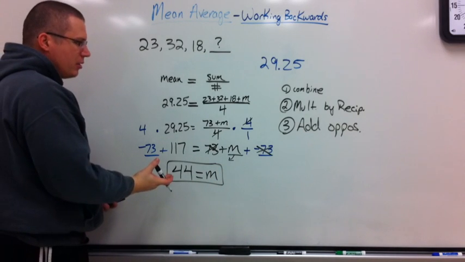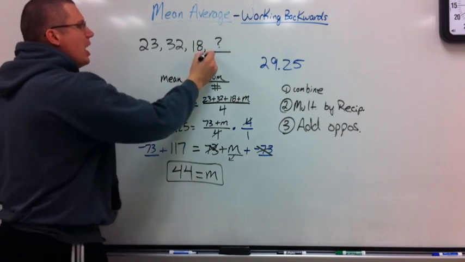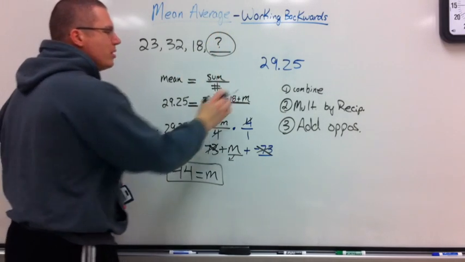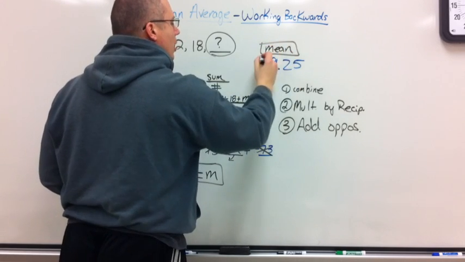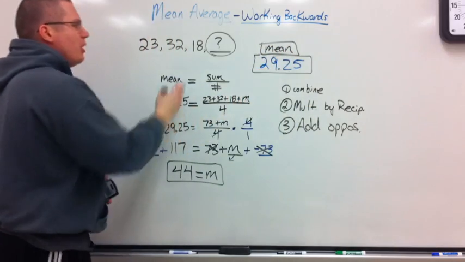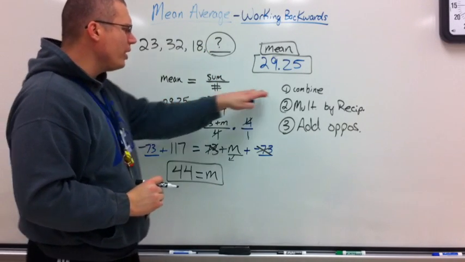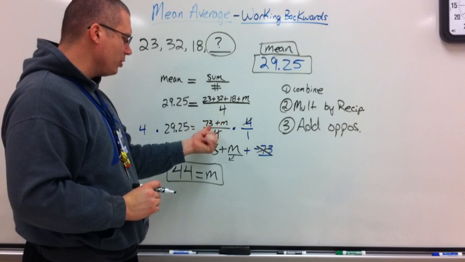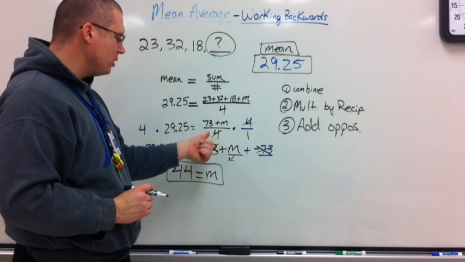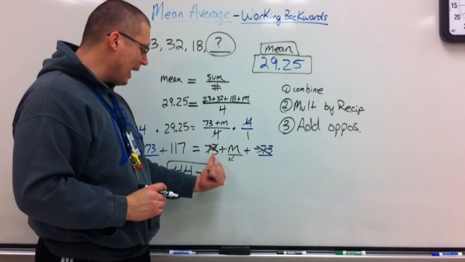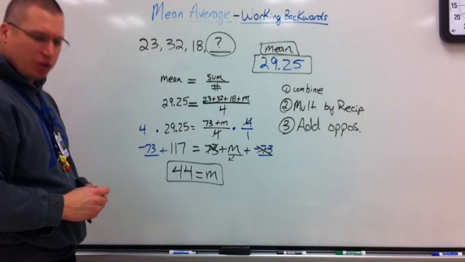So remember, this is using algebra to solve. M is the missing number that I had up here. It was not the mean average. So this is working backwards. You already know what the mean average is, but you're missing a number. So we're going to write an equation. We're going to combine things we can, take all my added numbers, shrink it down, multiply by reciprocals to get rid of my bottom number, and then lastly I'm going to add opposites to get m all by itself. This is mean average working backwards.